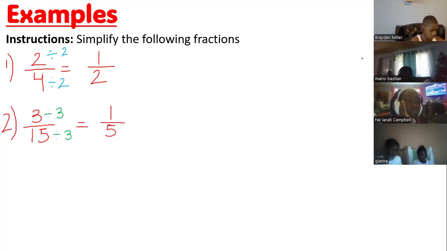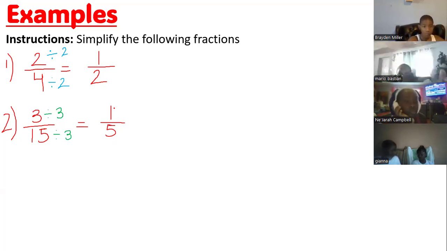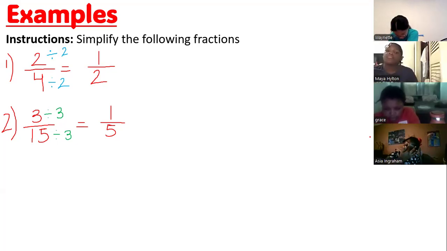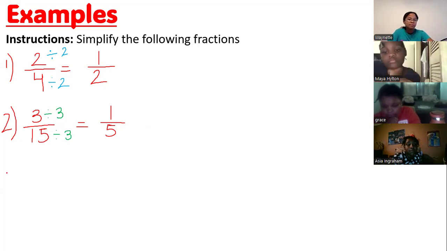So is this fraction in its simplest form? Legacy, is the fraction in its simplest form? Yes, sir. Okay, good. Maya, is this fraction in the simplest form? Yes, sir. Good. All right, so let's try another one.